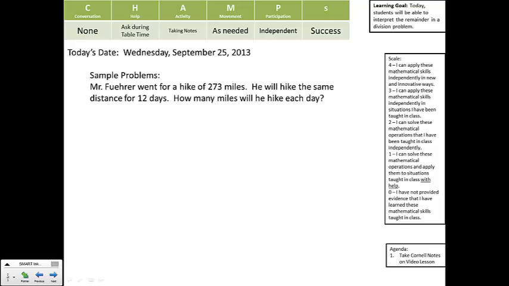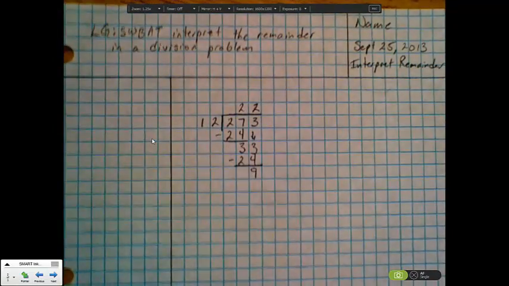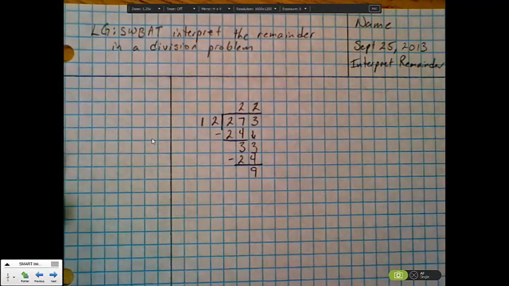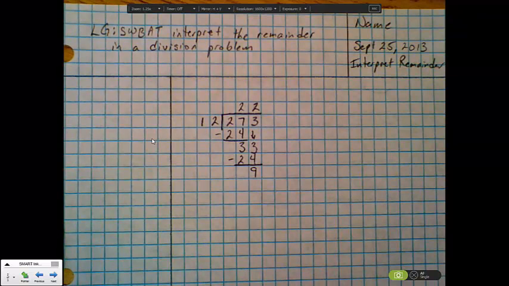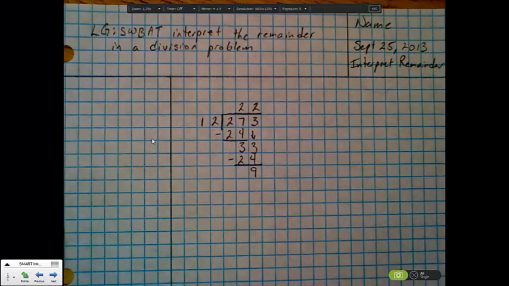Our first sample problem, Mr. Fuhrer went for a hike of 273 miles. He's going to hike the same distance each day for 12 days. And we want to know how many miles will he hike each day. So we have our note sheet here. You see that we have our learning goal written up in the top left section, and we have our heading with our name, the date, and a short title for our notes. In this case, that's interpret remainder.